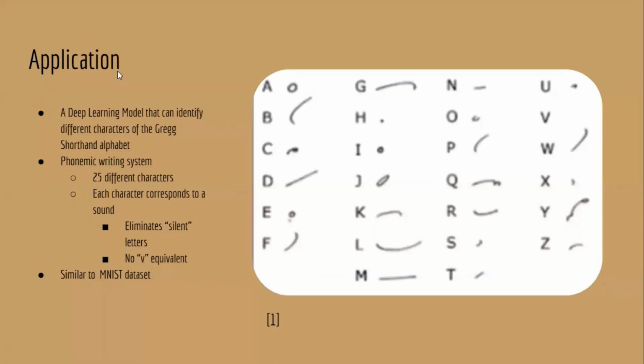Our application is a deep learning model that can take in and identify different characters of the Greg shorthand alphabet. Greg shorthand is a phonemic writing system consisting of 25 different characters, each corresponding to a spoken sound. This eliminates silent letters, and as a result, there is no character for V. Our dataset is similar to the MNIST dataset, as each image is a square that contains one character.